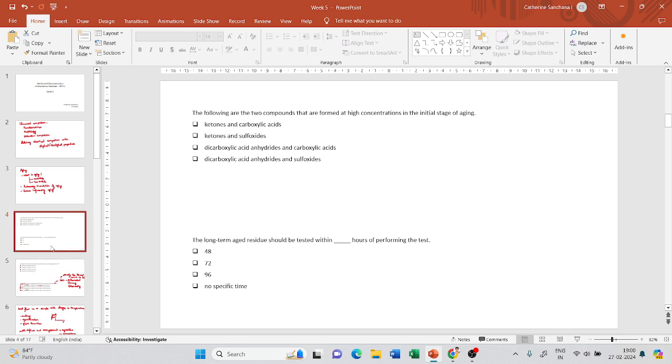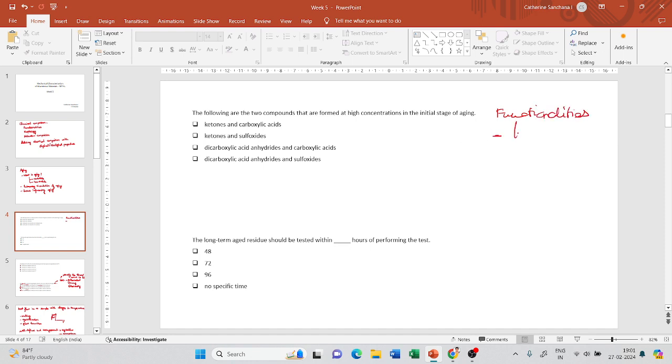The following are two compounds that are formed in high concentrations in the initial stages of aging. So what are the compounds that are formed on aging? What are the compounds that have been identified, or what are the functionalities? Let me call it functionalities.